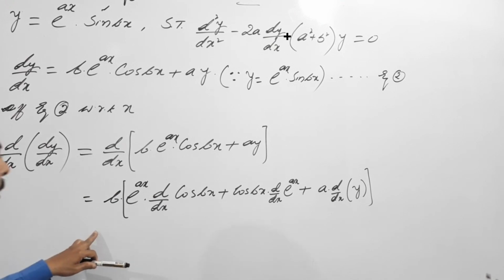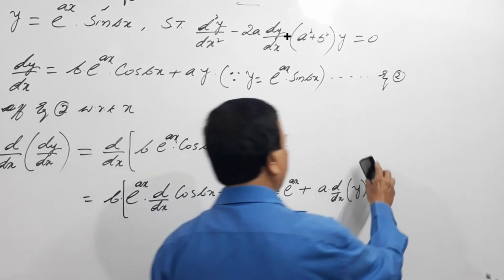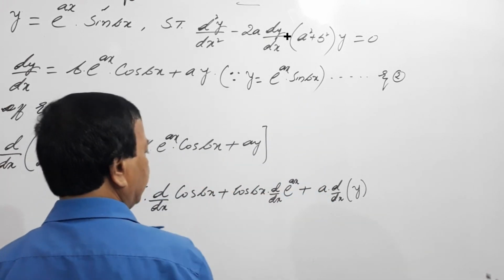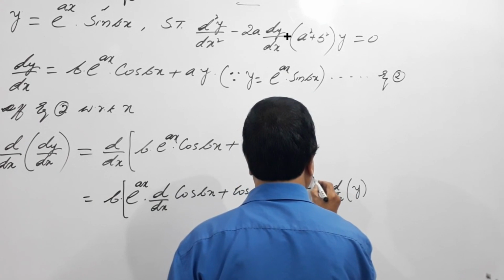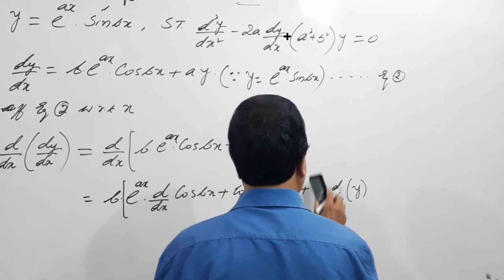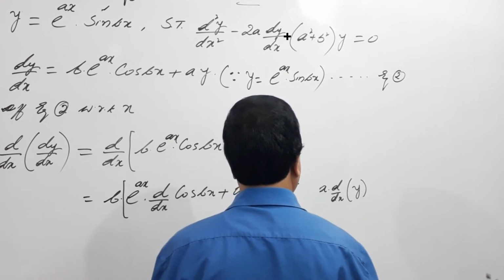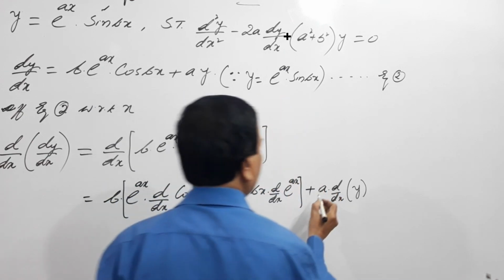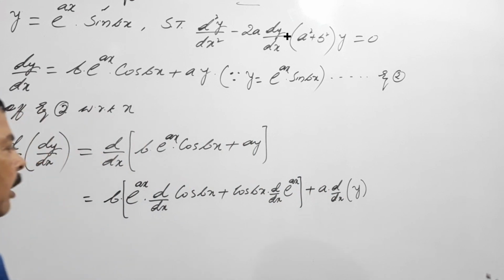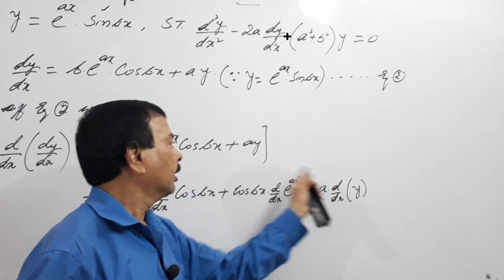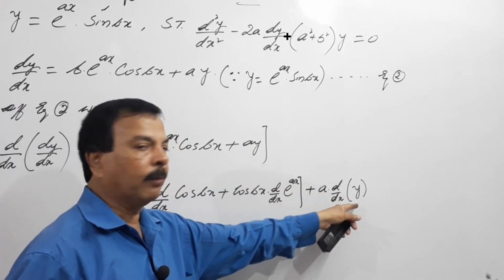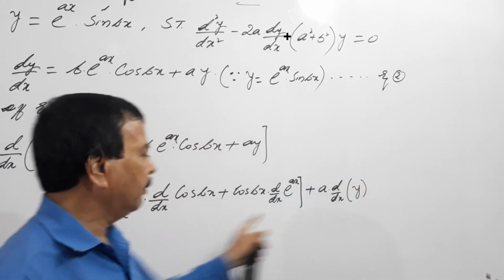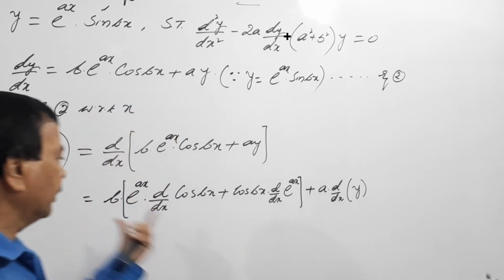Now if I put the bracket here, that b will be for everything. So this b is only for this much, no b is here. So I have separated d by dx of y, because if I put it within the bracket, this b will be for everything. So let me split it.